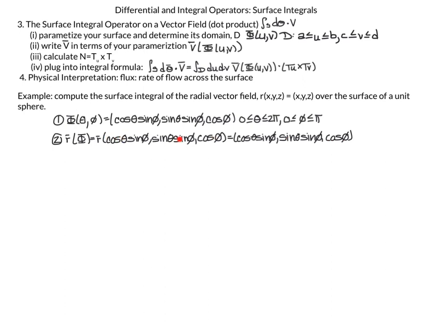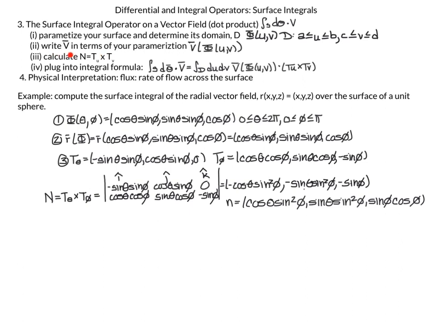When this is r of my x, y, z, and what it returns is just x, y, z. So I get back my cosine theta sine phi, sine theta sine phi, cosine phi. So r doesn't do a whole lot, right? It just takes your vector, returns the same vector. So that's exactly what I've done here. R takes this vector, returns the same vector.